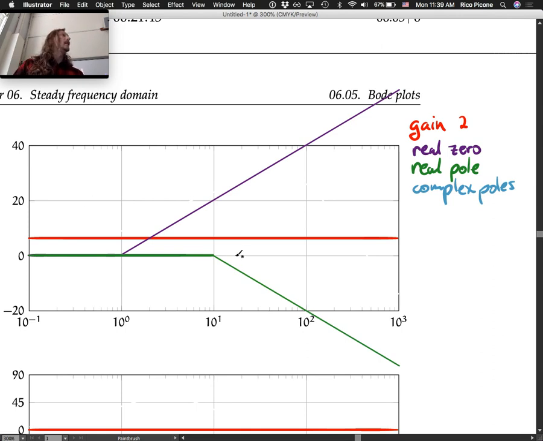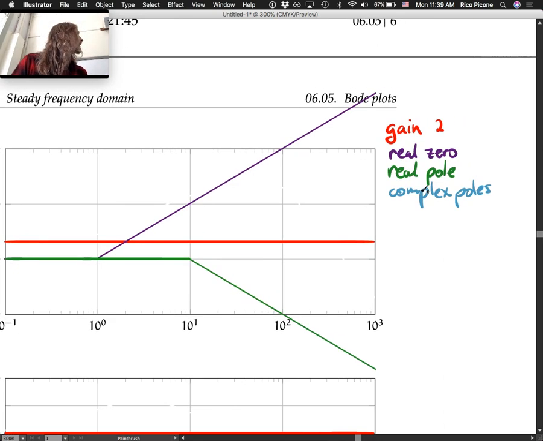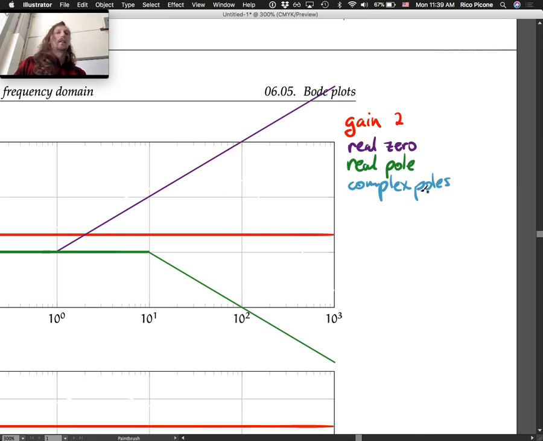Can you write, beside those things, gain of 2 means 20 log base 10 of 2, or whatever it was? Would you mind?